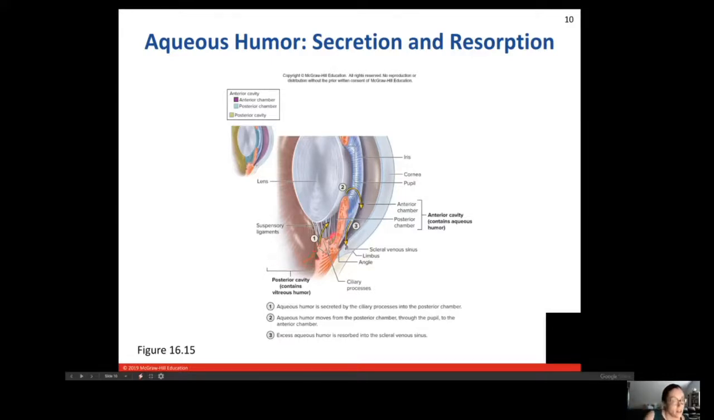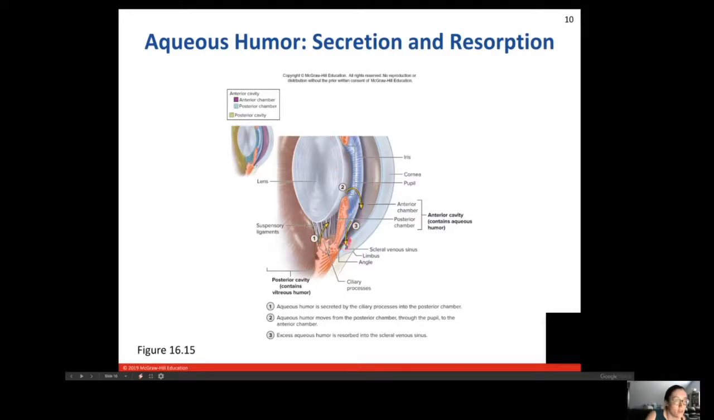So the choroid plexus here is going to be creating it. It kind of filters your blood plasma through here. So now we have this aqueous humor that comes out in the posterior chamber of the anterior cavity. Then it's going to go through the pupil, and it's going to come up to the anterior chamber of the anterior cavity. And then it's going to nourish the inside of the cornea as well as nourishing the lens.